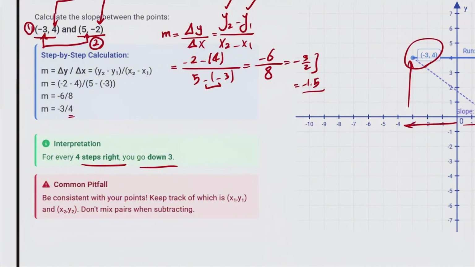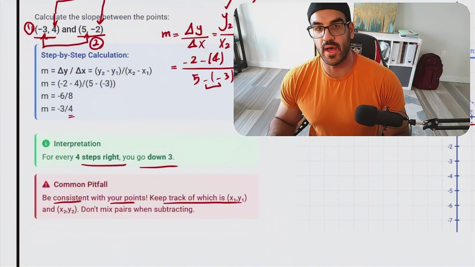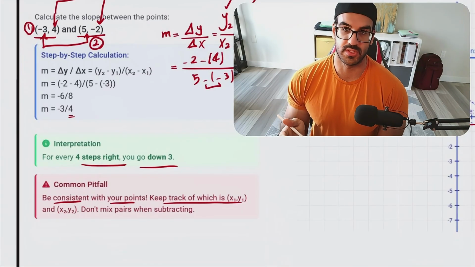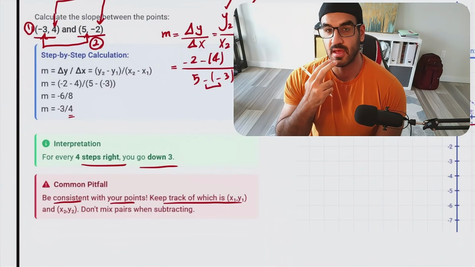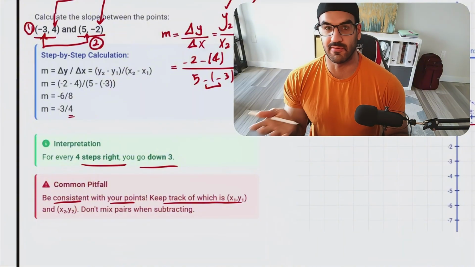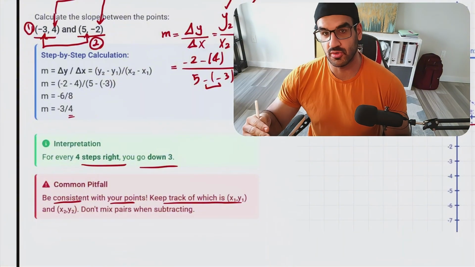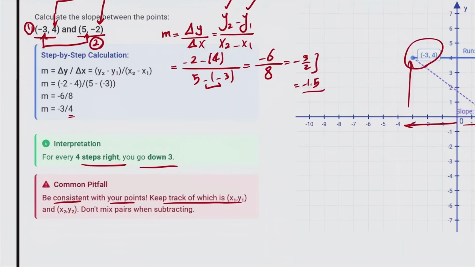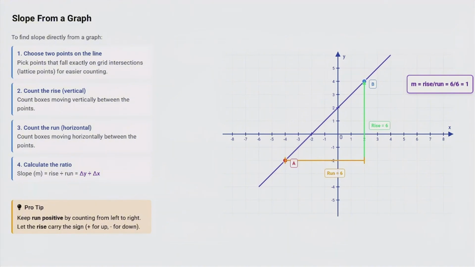We do have a pitfall over here. Be consistent with your points. Keep track of which one is x1 and y1 and which one is x2 and y2, because it doesn't matter which one you are using as your first point or the second point. At the end, you are going to find the exact number, which is going to be a negative slope itself. And it's obvious. We are moving from one point to the next one, and your slope is just downward, so it's negative itself. After that, we do have slope from a graph.